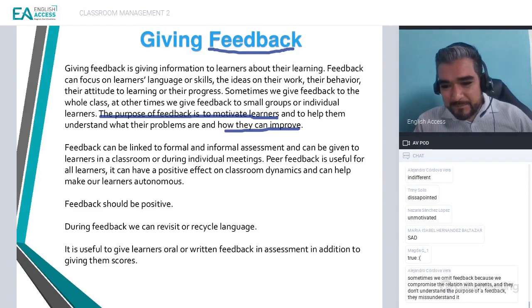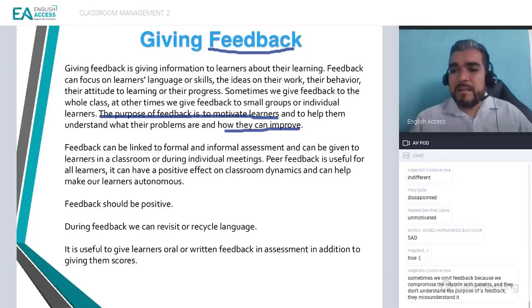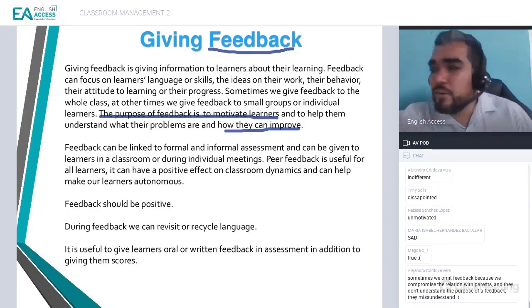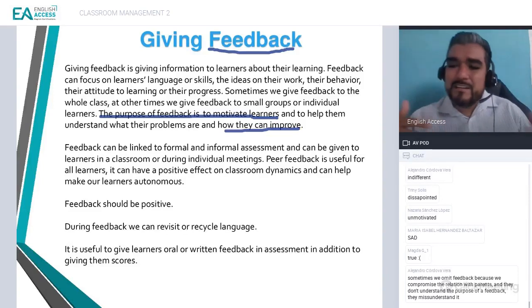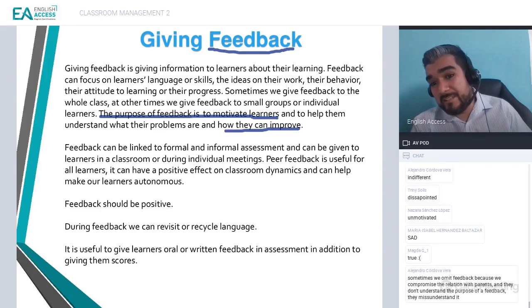Okay, here Alejandro says sometimes we omit feedback because we compromise the relationship with parents, and they don't understand the purpose of feedback. They misunderstand it. Mhm. As I said, you can go little by little, right? You probably don't have to go to the parents right away. You can start with private feedback, then a letter, commitments, and if nothing happens, when I hold a meeting with the parents, I always try to have evidence, because parents never believe you.